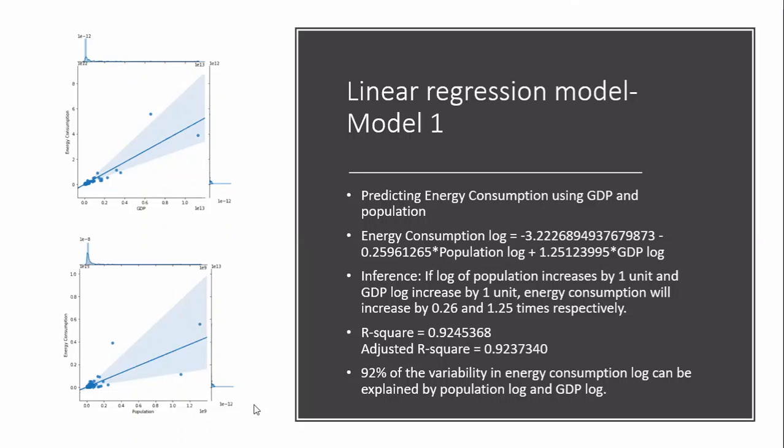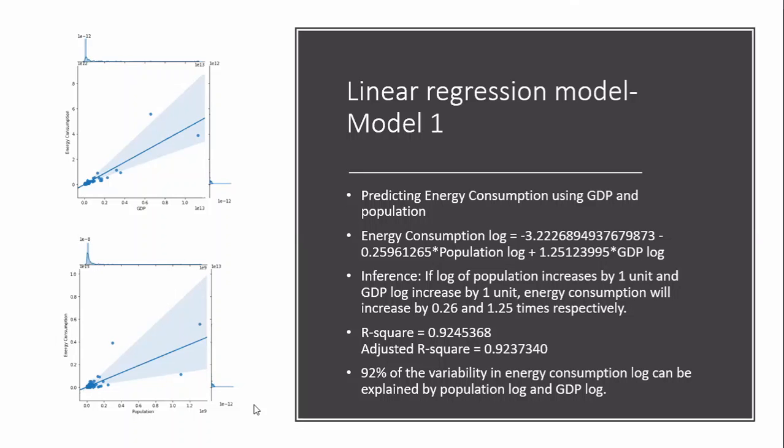In log transformation. So from this model, we obtained an adjusted R squared of 0.92. That basically explains that 92% of the variability in energy consumption log can be explained by population log and GDP log. So for this model, we were able to check assumptions, and all assumptions were met. So we went ahead to keep this model, and we could see the details of this model in our Python code.